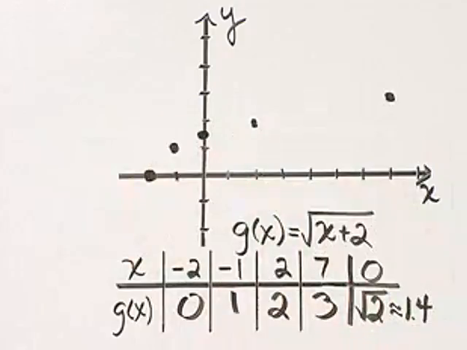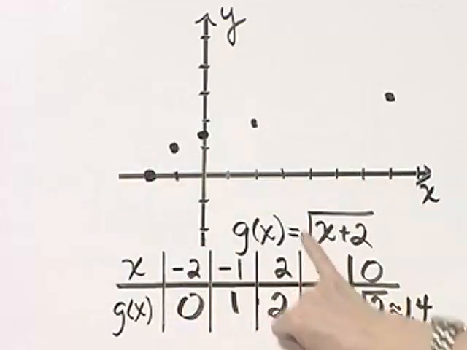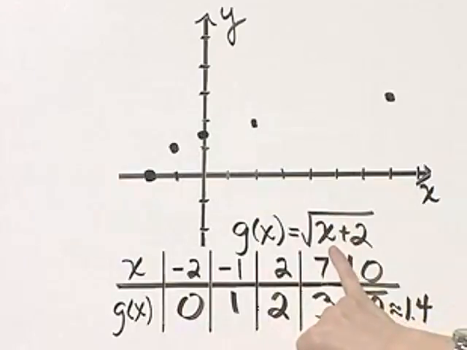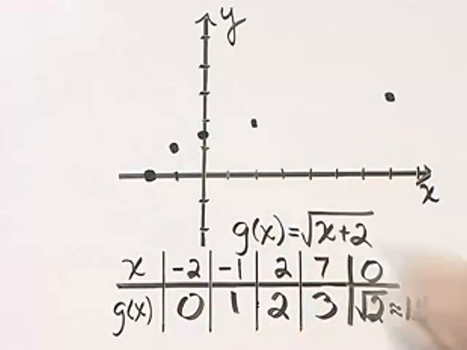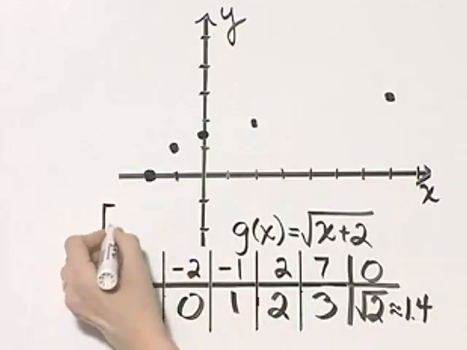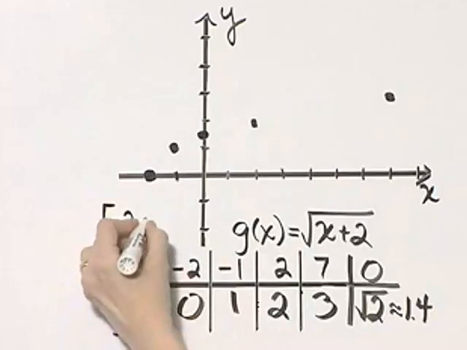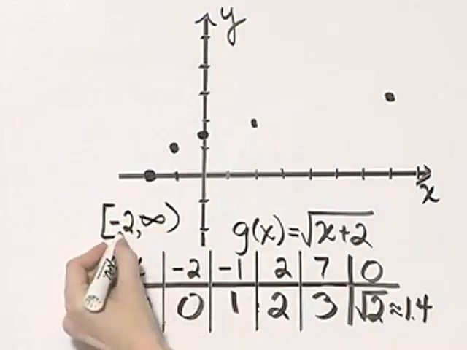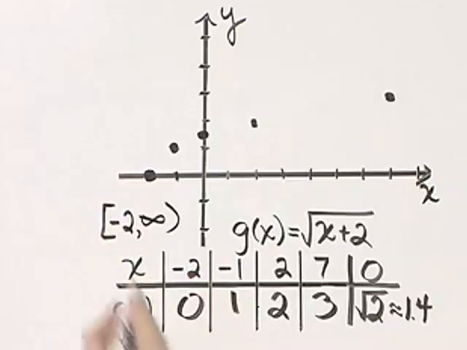By the way, look at these points, look at your table, and what is the domain of this function? We cannot let x be a value less than -2 because we would be taking the square root of a number that is negative, and we won't have that on our rectangular coordinate system. So the domain is from -2 to infinity, and we can let x be -2 as we did here, so notice I have a bracket there.